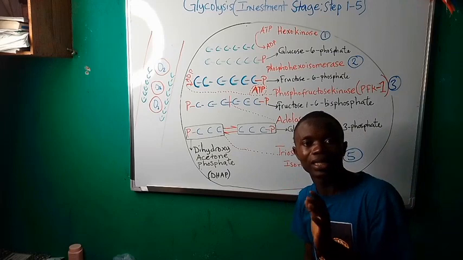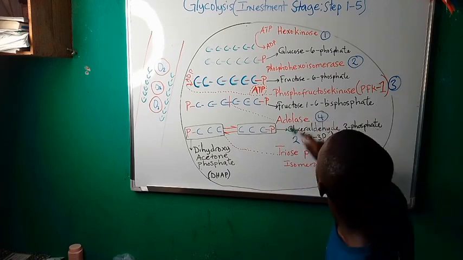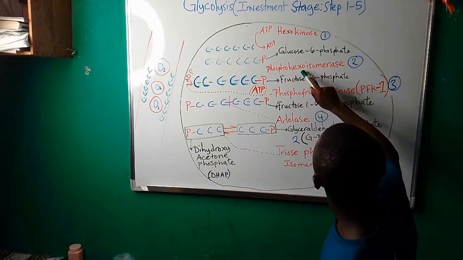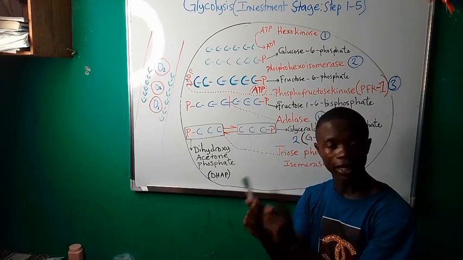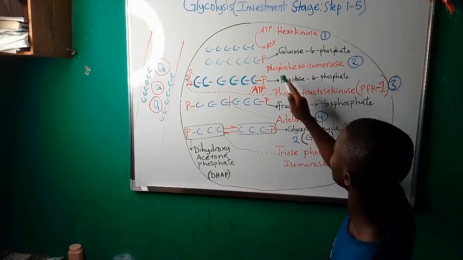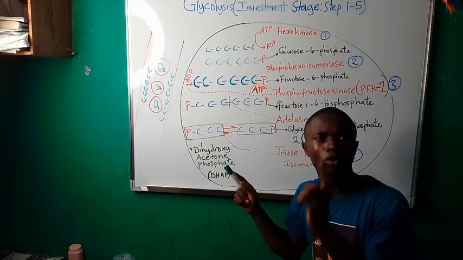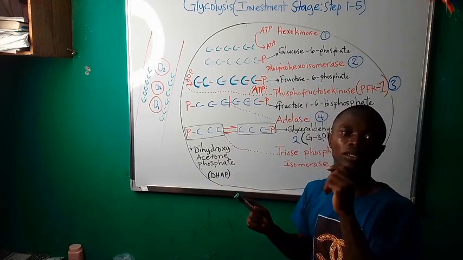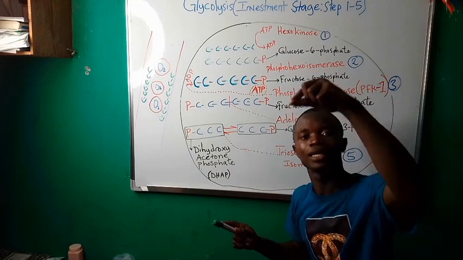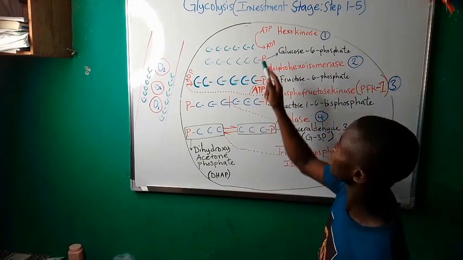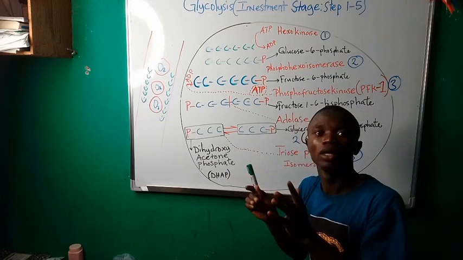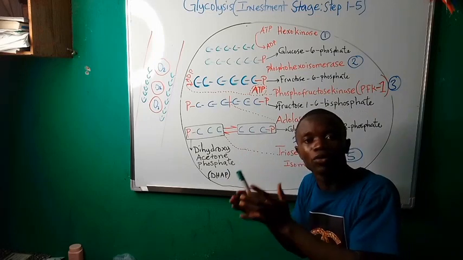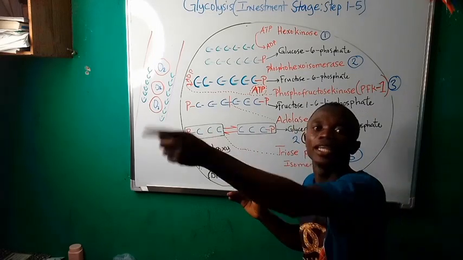There is another enzyme in step 2 called phosphohexoisomerase. If this was in the liver, we are going to call this enzyme phosphoglucose isomerase, because only glucokinase in the liver catalyzes reaction number 1. So in reaction number 2, it would have been phosphoglucose isomerase in the liver.